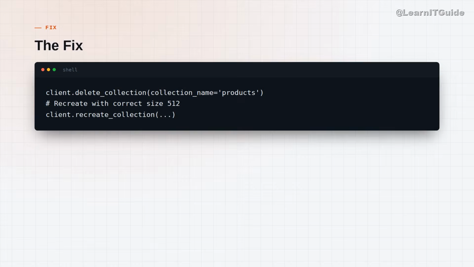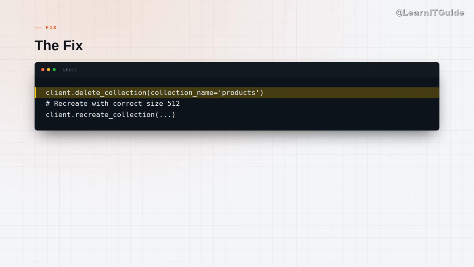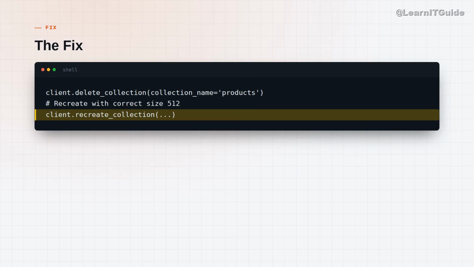The fix is simple but destructive. You must delete the collection and recreate it with the correct dimension. This is why you should always version your embedding models in your configuration files. Avoid hard-coding these values at all costs.